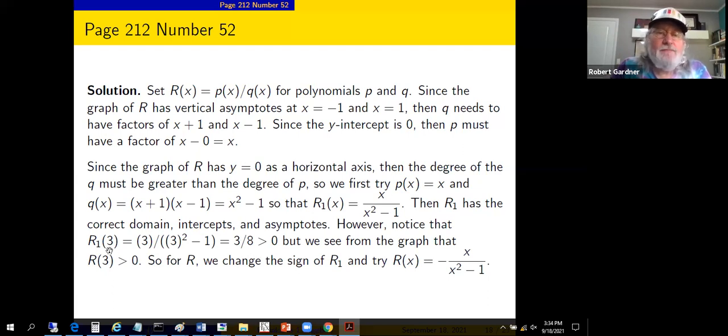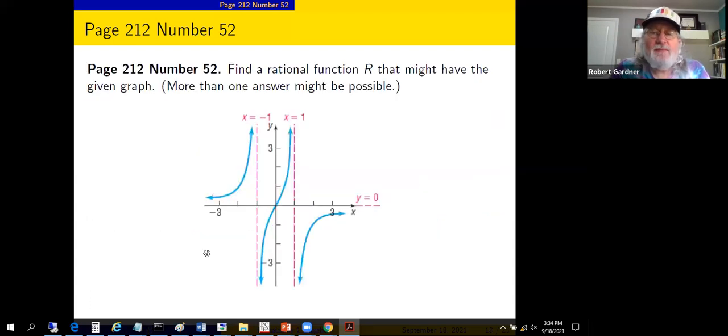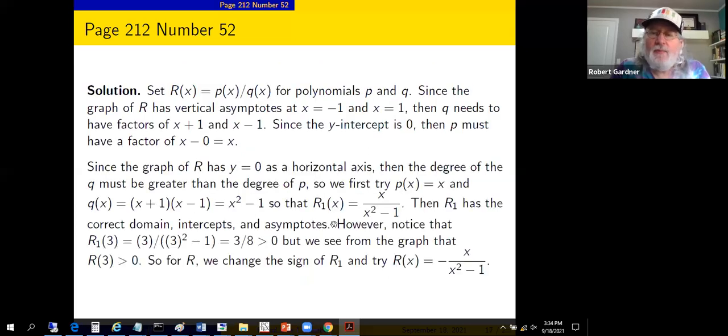Let's plug in 3. Let's go back and look at the graph. At 3, the function was negative. So let's plug in 3 and see if we get a negative out. If we plug in 3 to this function, we'll have 3 divided by 3 squared minus 1. That's 3/8. That's positive. We see from the graph, r of 3 is negative. It was below the x-axis there. So that's wrong. Well, let's fix it by throwing a new negative sign in. So for r, let's change the sign of r1 and try negative x over x squared minus 1.